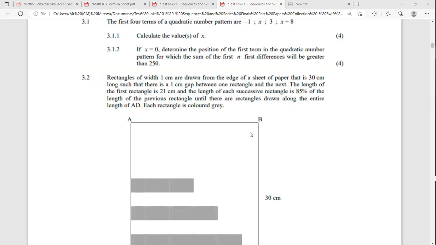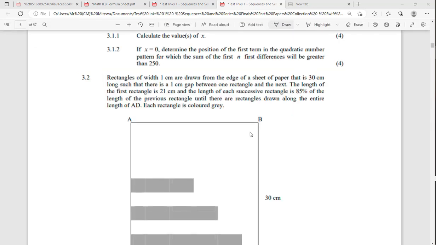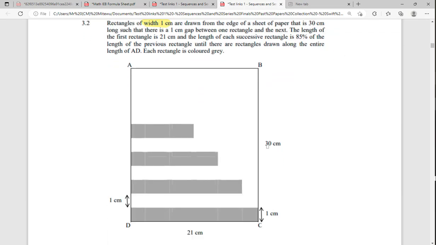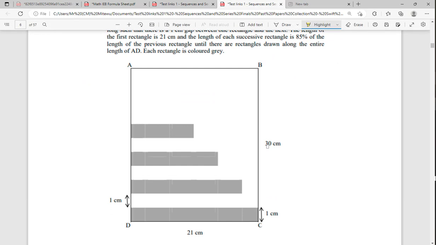The following question reads as follows. Rectangles of width 1 centimeter are drawn from the edge of a sheet of paper. Okay, so let's highlight that. Width of 1 centimeter are drawn from the edge of a sheet of paper that is 30 centimeters. Okay, 1 centimeter. Alright, so here it is.